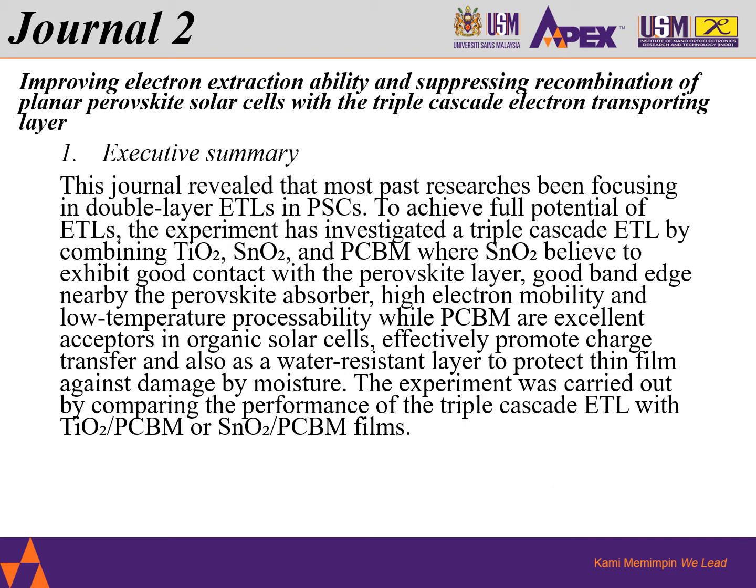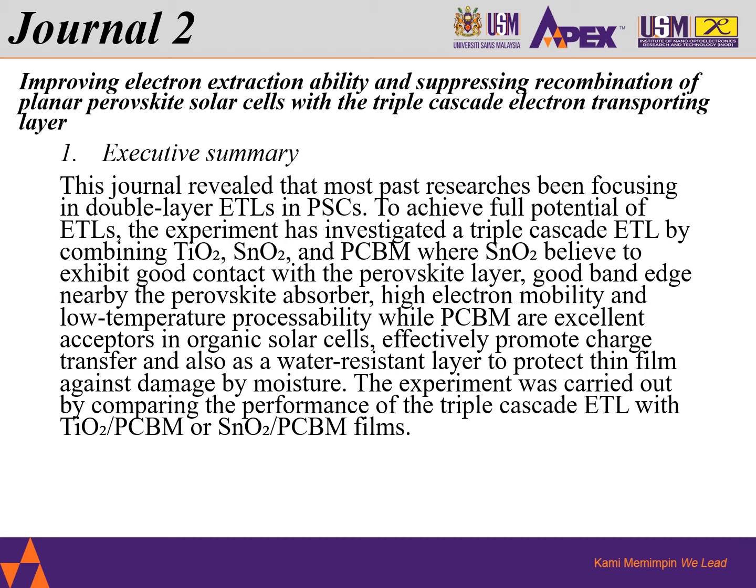From all the past research, most of the researchers are focusing on the double layer ETL. So for this journal, to achieve the full potential of the ETL, they have investigated a triple cascade ETL by combining TiO2, SnO2, and PCBM. Because SnO2 is believed to exhibit a very good contact with the perovskite layer, a very good band edge near the perovskite absorber, high electron mobility, and low temperature processability, while PCBM is a very good acceptor in organic solar cells. So this can effectively promote charge transfer, and it can also serve as a water resistant layer to protect the thin film against the damage of moisture.